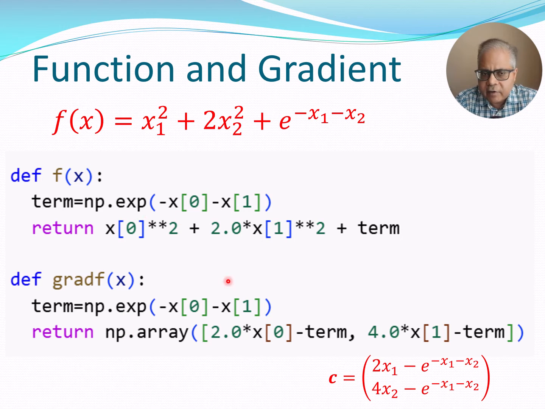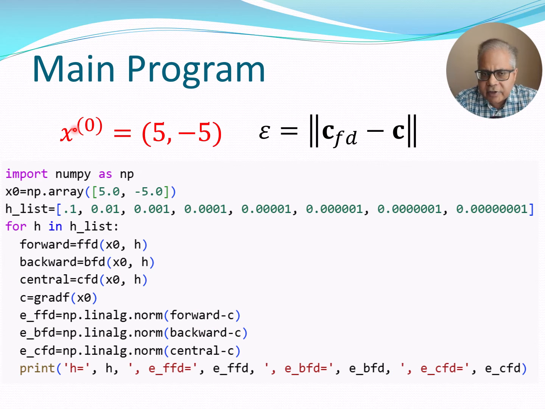Of course we have used NumPy here because NumPy is required to calculate the exponential function in both these cases. Let's write a main program for this problem. So I have x0, that is the starting value, and I also create a list. This list, which I call h list, has numbers from 0.1, 0.01, 0.001 all the way to 1e minus 8. This is actually a list at which I will run the code and see how it behaves.